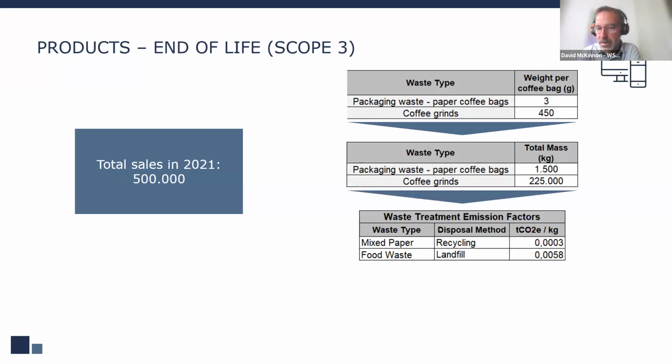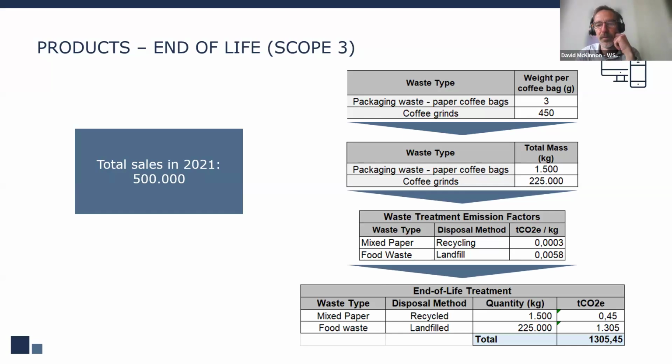We have some emissions factors for waste treatment, mixed paper recycling, and for food waste in landfill. Bear in mind that this is in Canada and not in the Nordic countries, and it's from 2021, not from 2024. So if you were looking at food waste in the Nordic countries, you wouldn't apply a landfill disposal method, because that's not where food waste goes in the Nordic countries.